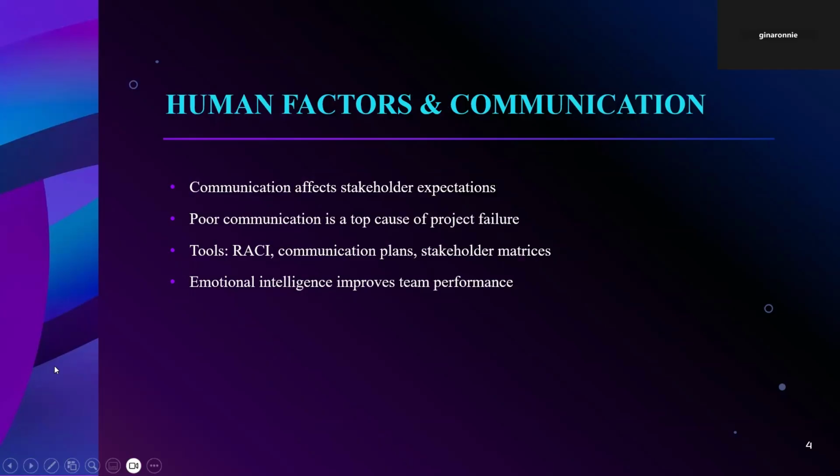When we talk about human factors and communication, we know that communication is consistently identified as a top factor in project success or failure. Poor communication leads to unmet expectations, confusion, and unnecessary rework. Tools like communication plans, stakeholder matrices like the power interest grid, and even RACI charts help formalize communication and clarify responsibilities. I personally loved learning about RACI charts, and I even went ahead and had it implemented in my team.